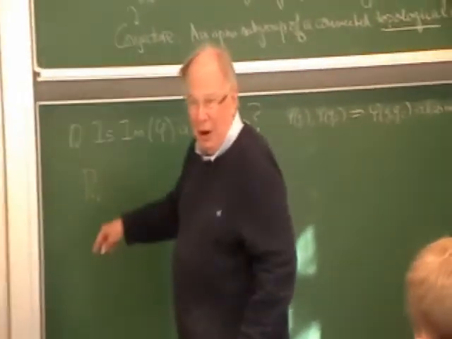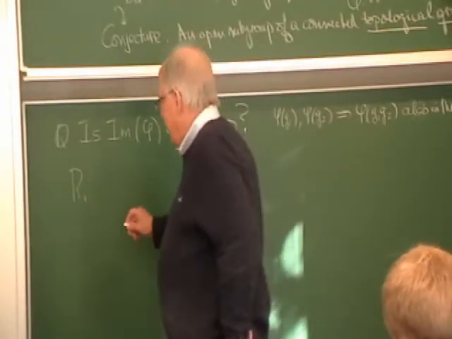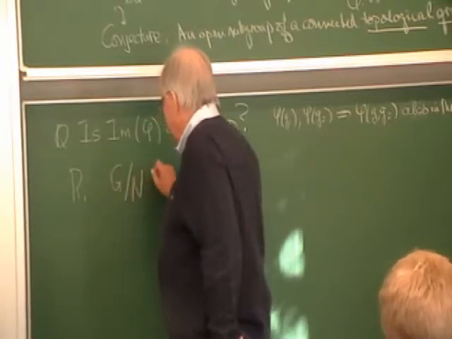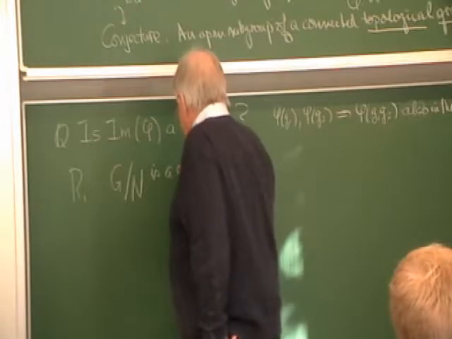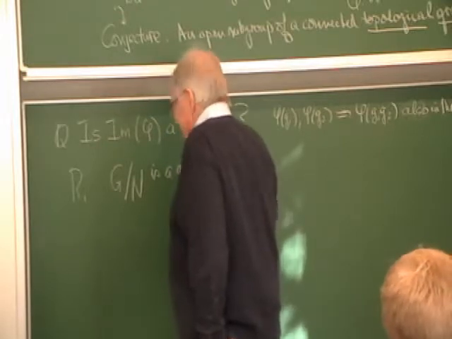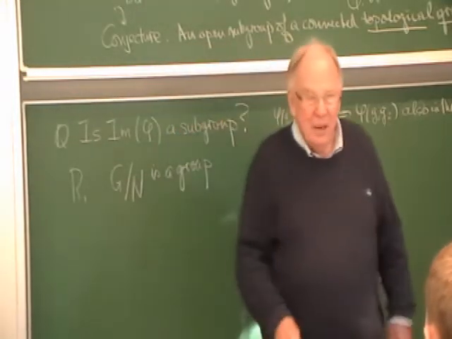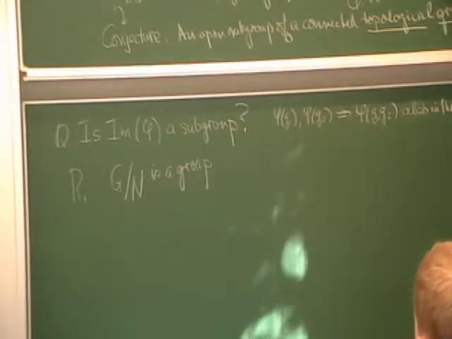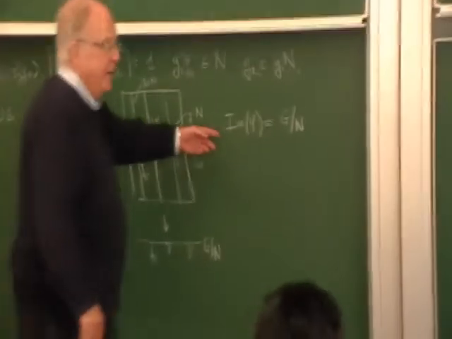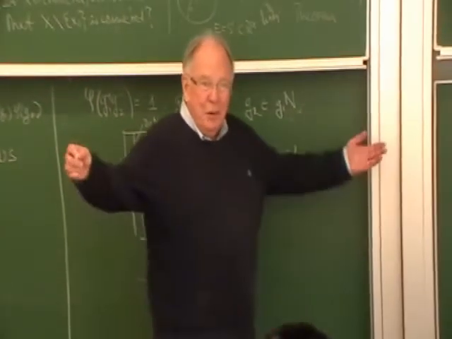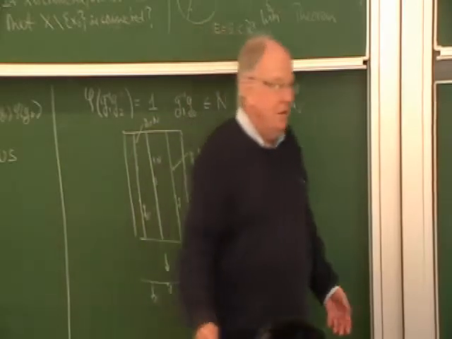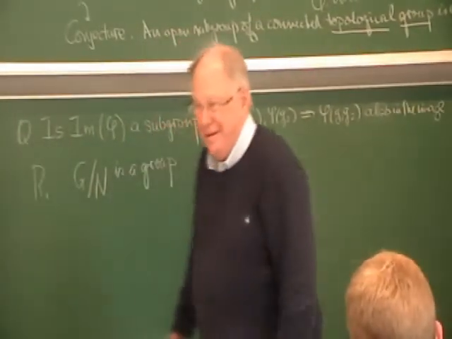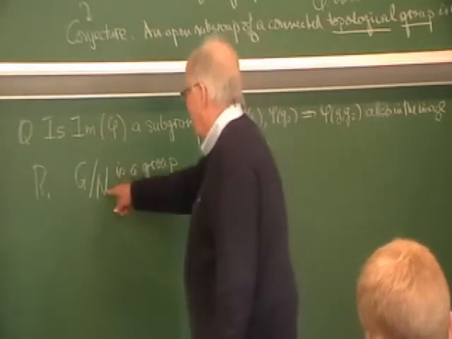There's a question and a remark. Remark, yeah, G modulo n is a group. That's incredible. You take a group, you mod out by the right action of this guy n, and you get a group. It's the image. This is Noether's remark. This is her second remark, by the way. G modulo n is a group.